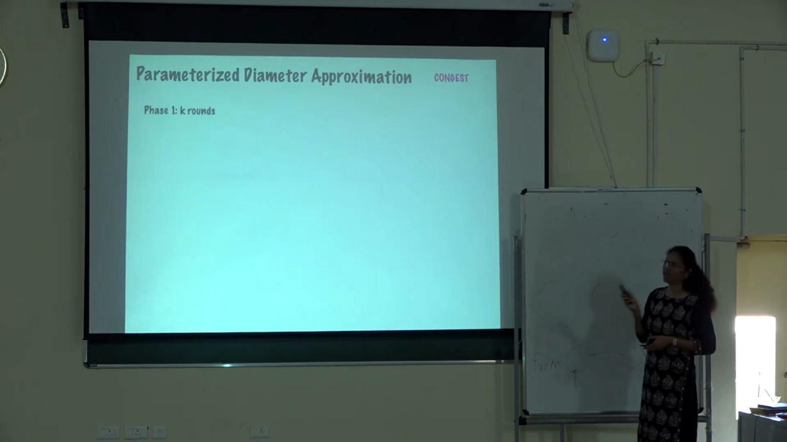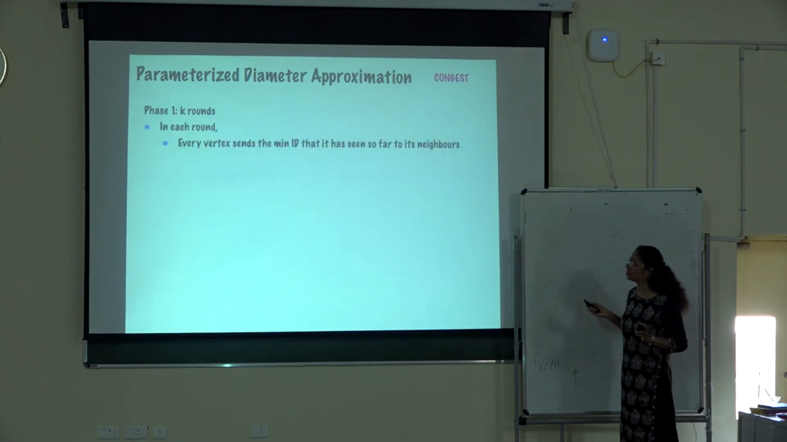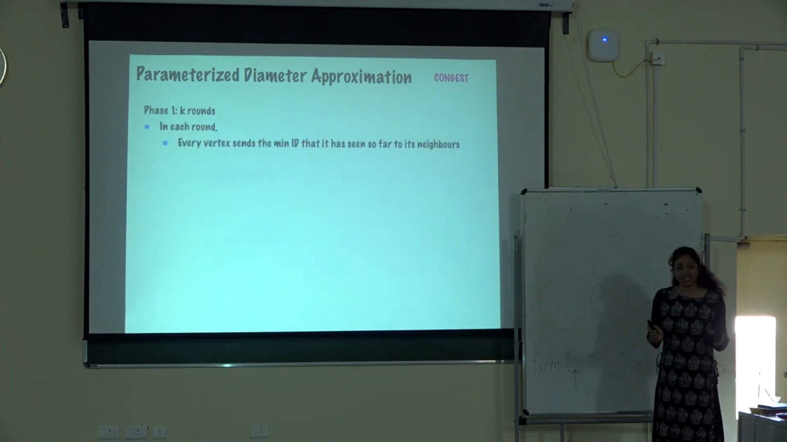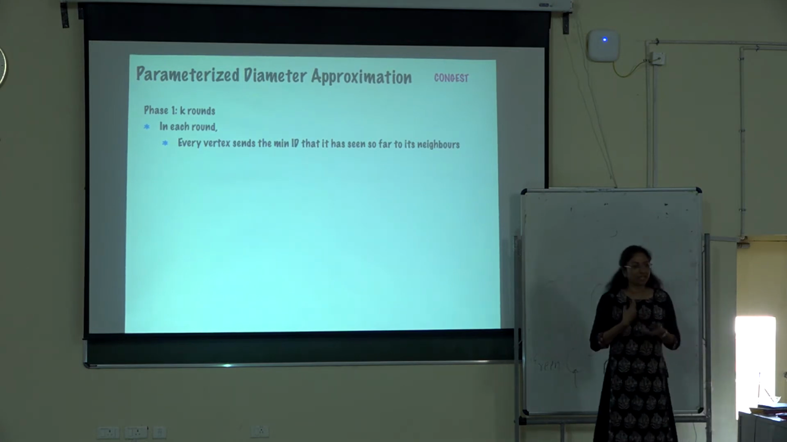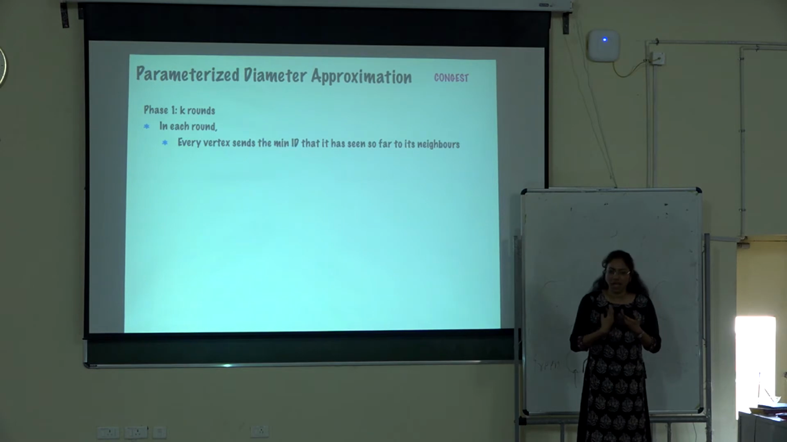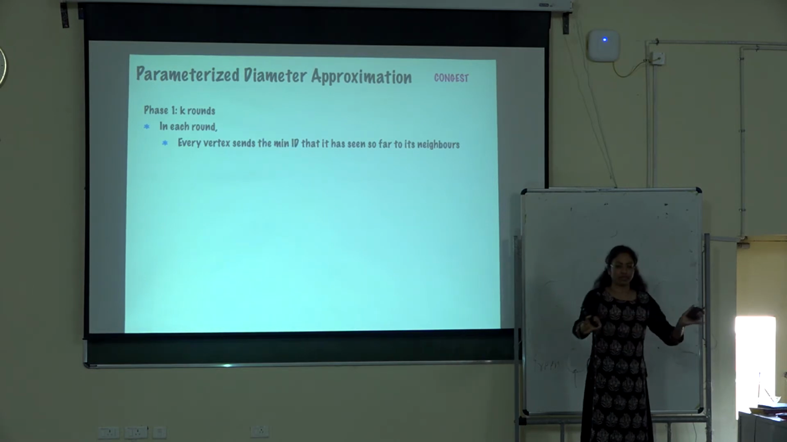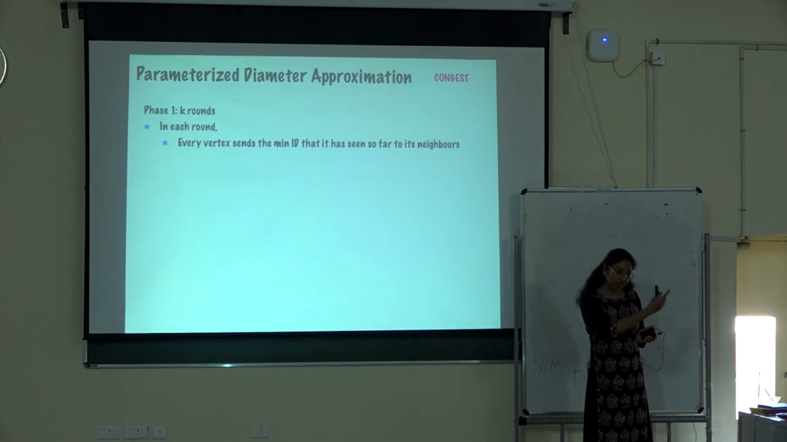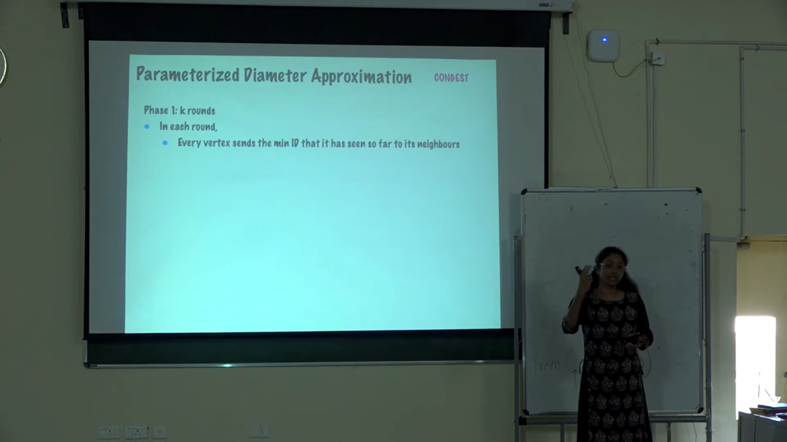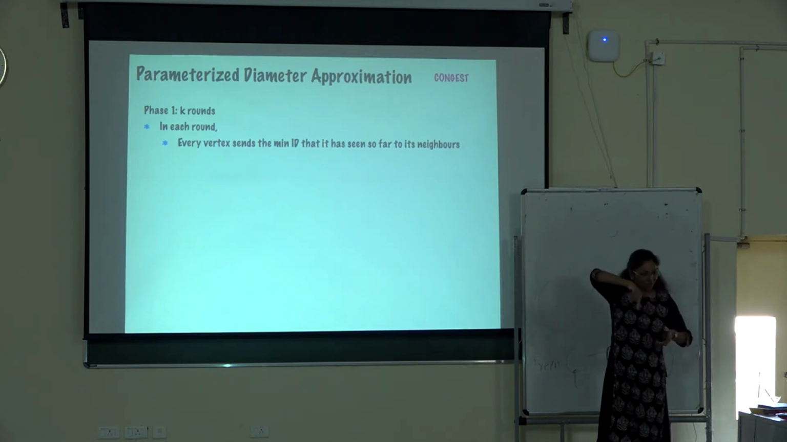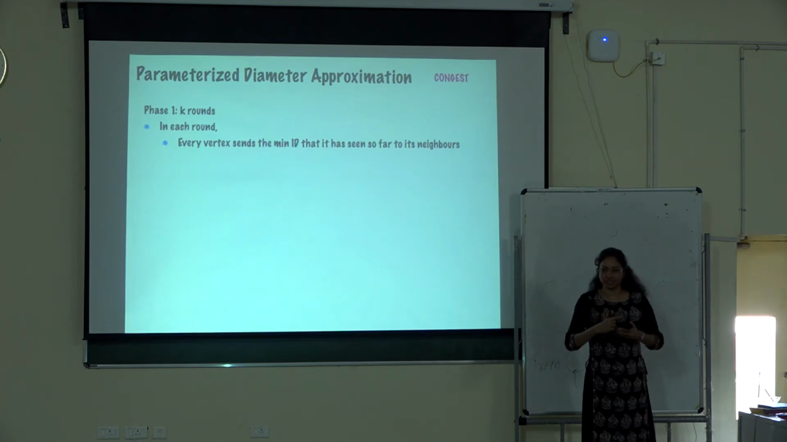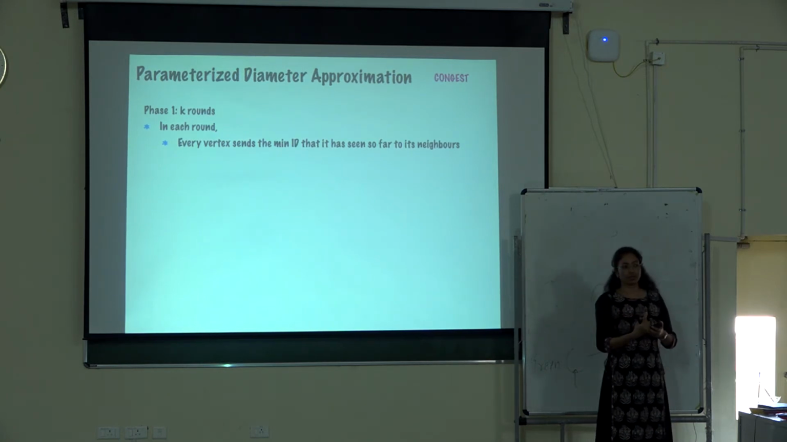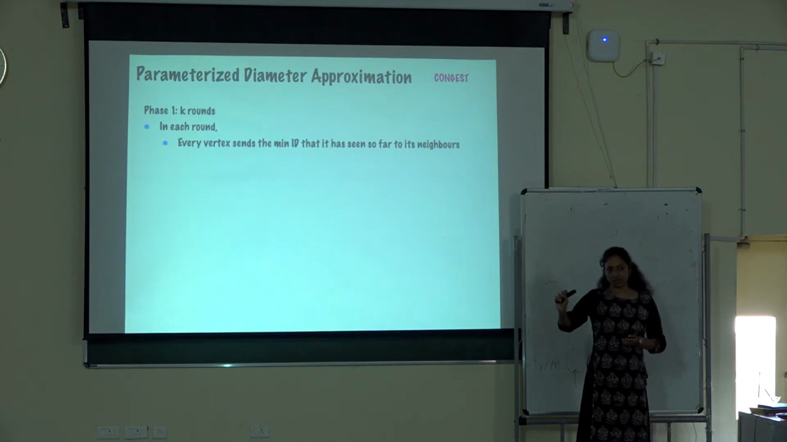How do we do this? Phase 1, k rounds. It's very simple. In each round, every vertex sends the minimum ID that it has seen so far. By ID I mean identifier. In the first round, I know only my ID, so I send that to all my neighbors, and I also receive the IDs of my neighbors. In the second round, I take the minimum among the IDs I have seen and send that minimum again to all my neighbors. I will also receive. You get the algorithm?